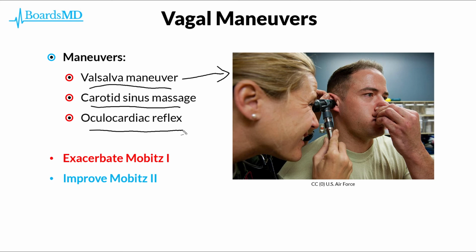In the case of all of these vagal maneuvers, there's going to be increased conduction through the vagal nerve, and therefore this is going to lead to slowed conduction through the AV node, thus exacerbating Mobitz Type 1. However, this will have the exact opposite effect on Mobitz Type 2, which occurs below the AV node. And therefore, anything that leads to increased vagal activity, such as vagal maneuvers, is going to worsen Mobitz Type 1. However, anything that decreases vagal activity, such as exercise or atropine, is going to improve Mobitz Type 1. However, the opposite effects will be seen for Mobitz 2.